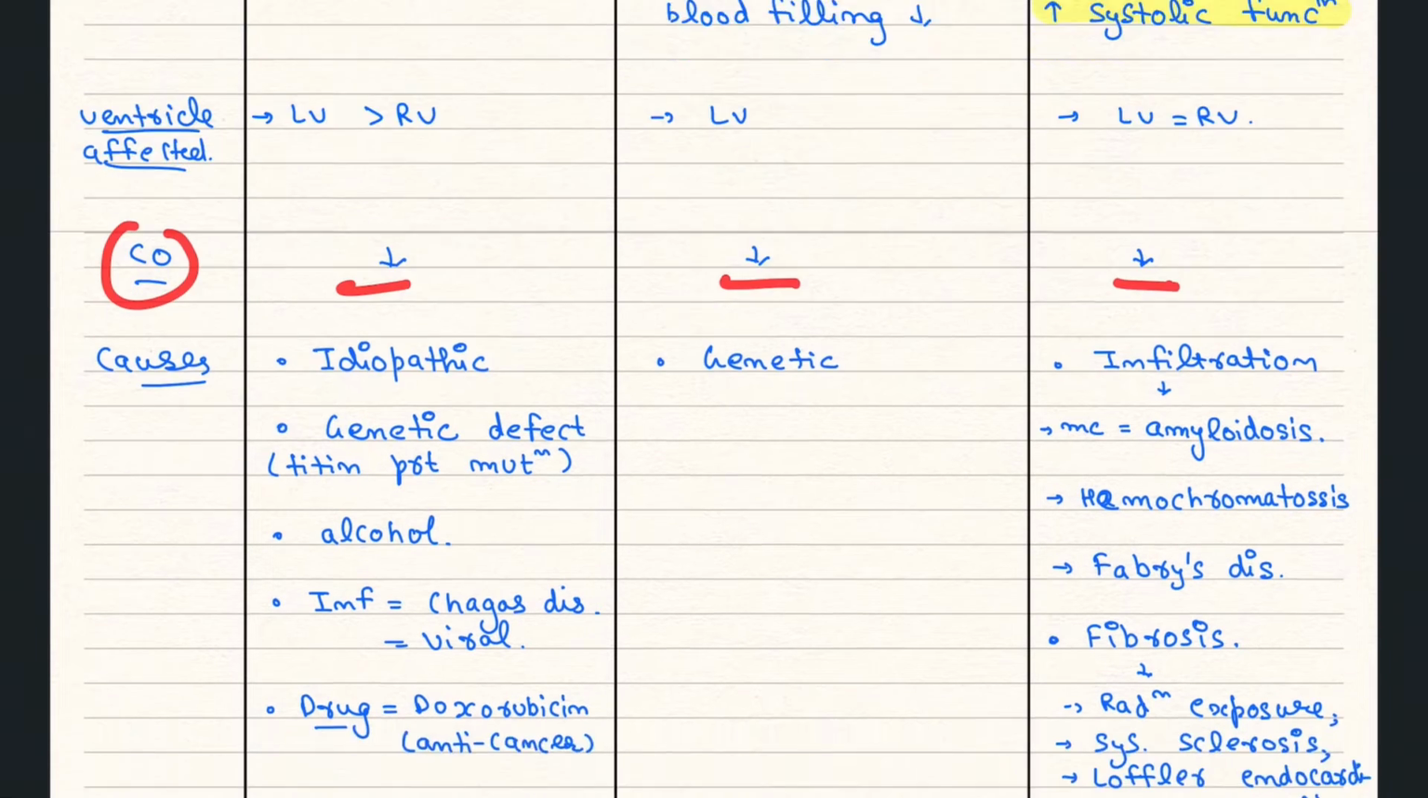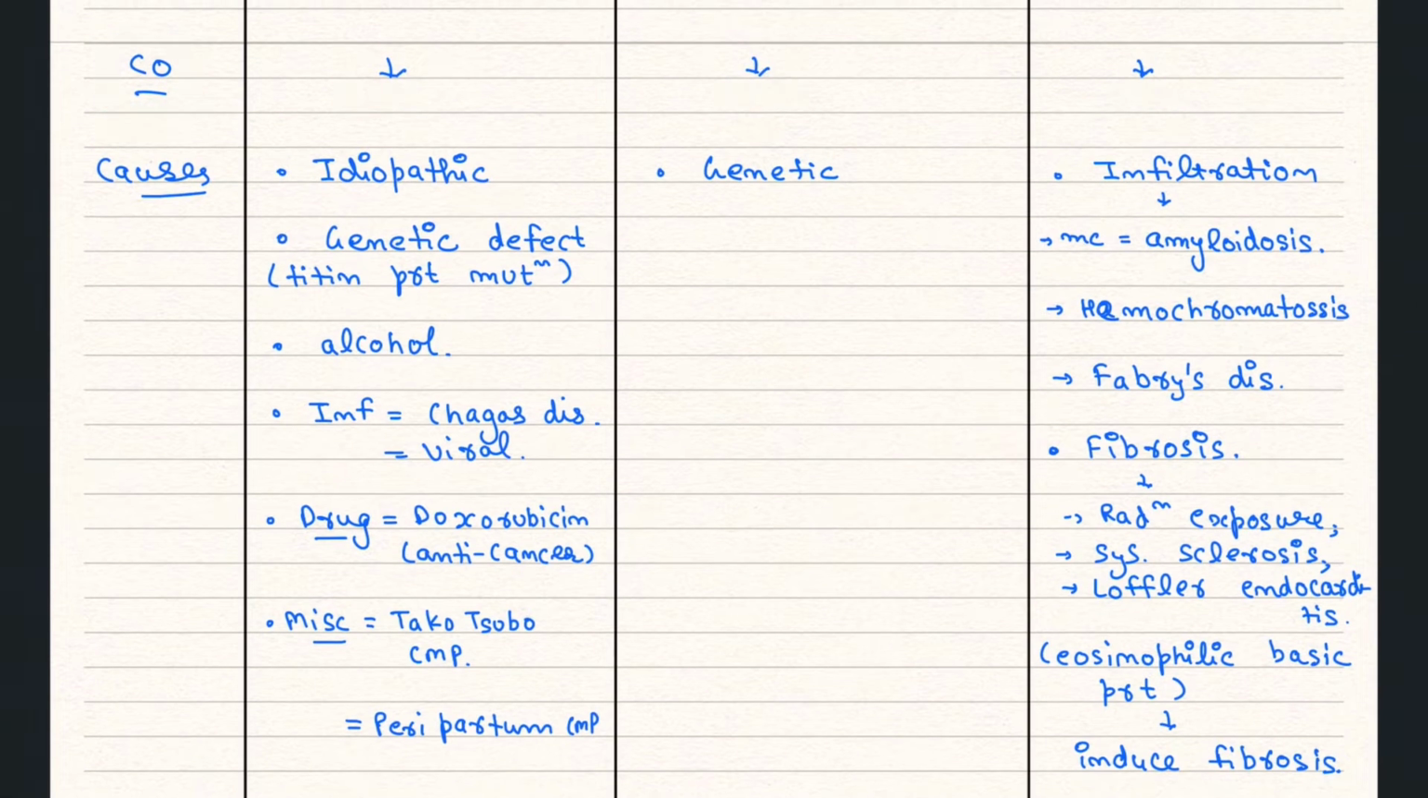Okay, so now we will talk about the causes of these. First of all we are going to talk about dilated cardiomyopathy. The most common one is idiopathic. It can also be due to a genetic defect, that is titin protein mutation, or due to alcohol, or due to viral infection or Chagas disease. Okay, it can also be due to doxorubicin, which is an anti-cancer drug.